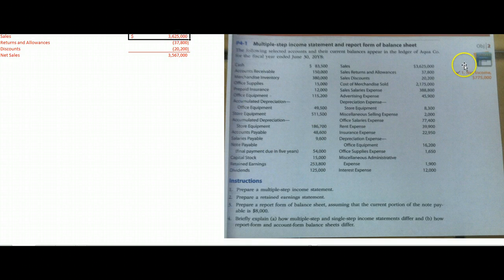This is our gross sales of $3,625,000. We subtract from that our dissatisfied customers. We call those sales returns and allowances, minus our sales discounts to give us our net sales.